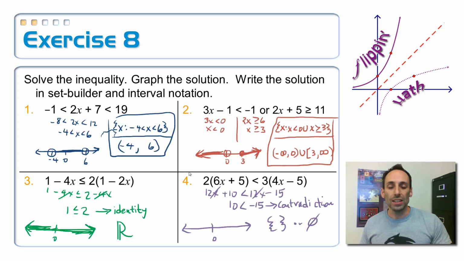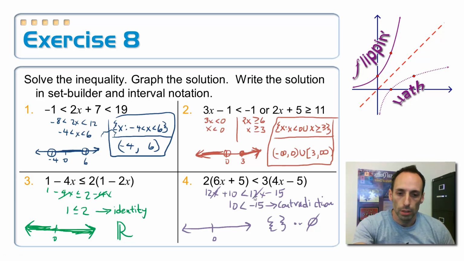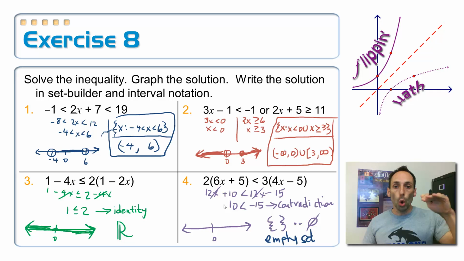Whenever I go to write the answer, I have my set builder notation, my 2 curly brackets, but I keep it empty. It's called the empty set. Let me write that. Empty set. And that's what that symbol, the O with a slash mark through it, also means.